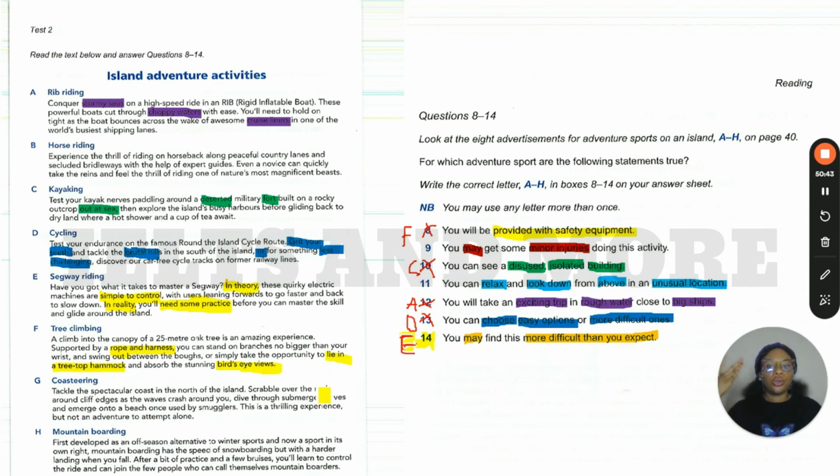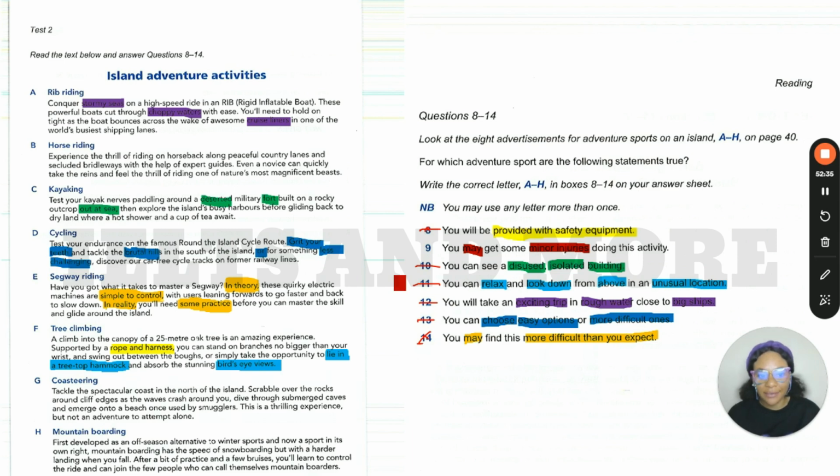So you can relax in a hammock and then absorb the stunning bird's eye views. That means from up there you can look down and it's like having a bird's eye view, because you're now as high as where birds would normally stay. So that is look down from above. It's in a question. Okay, so far we've been able to answer 6 of the 7 questions.